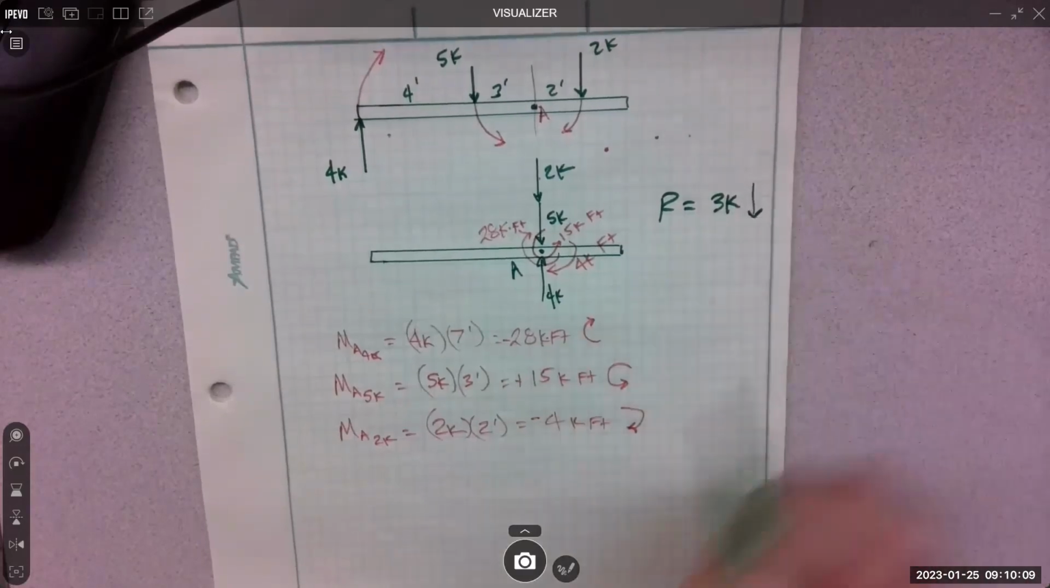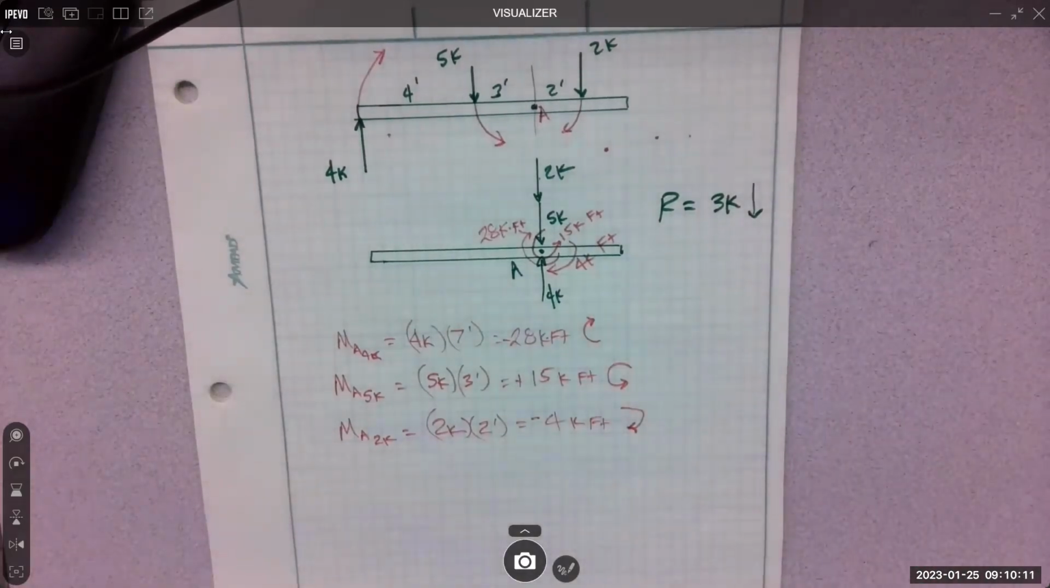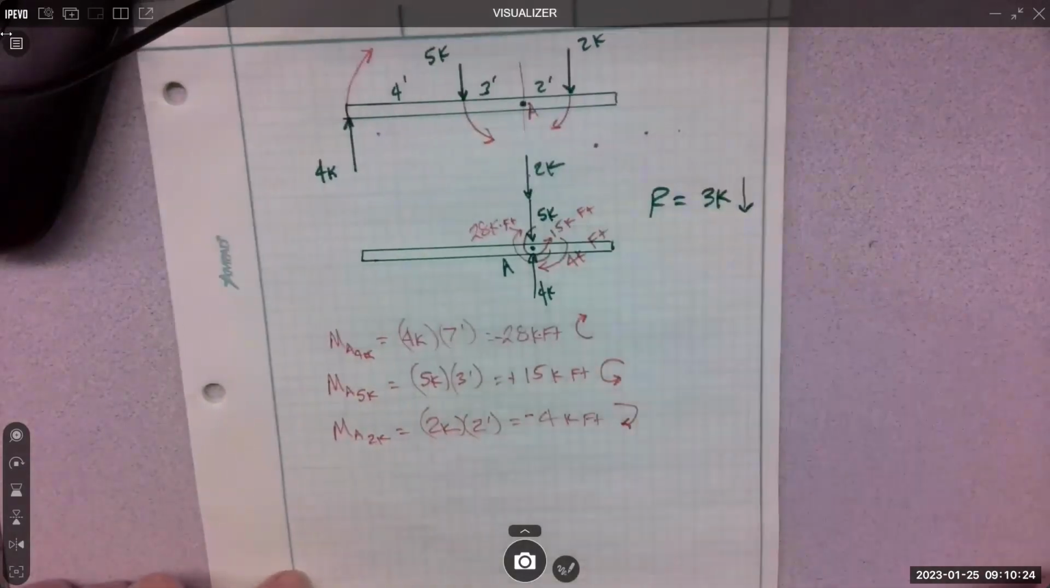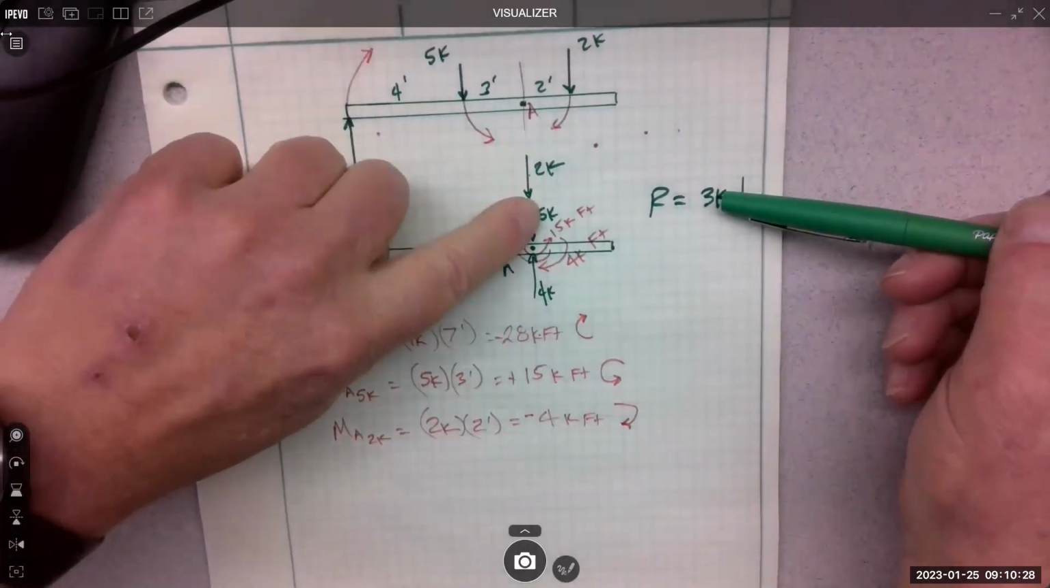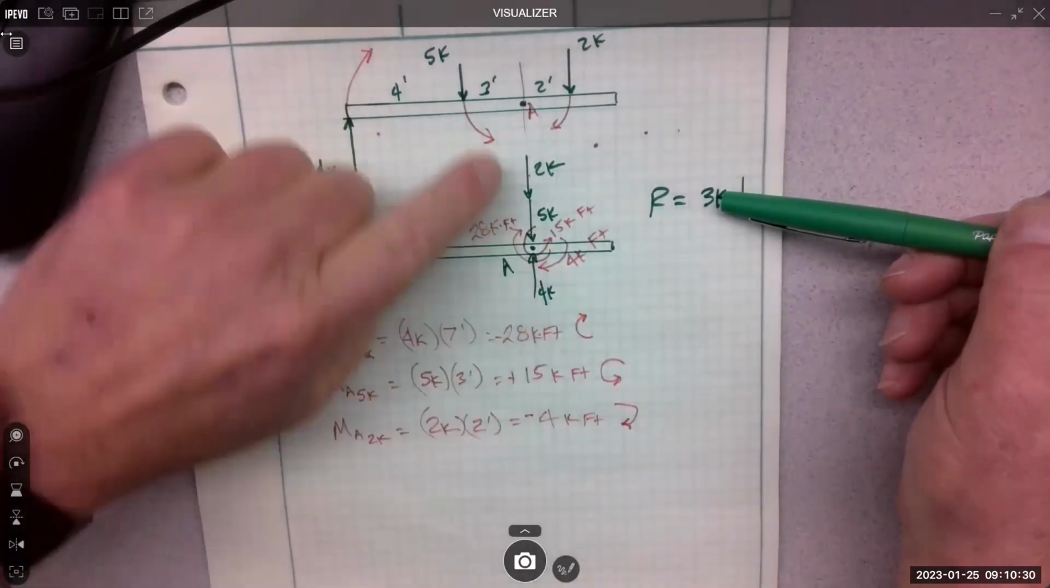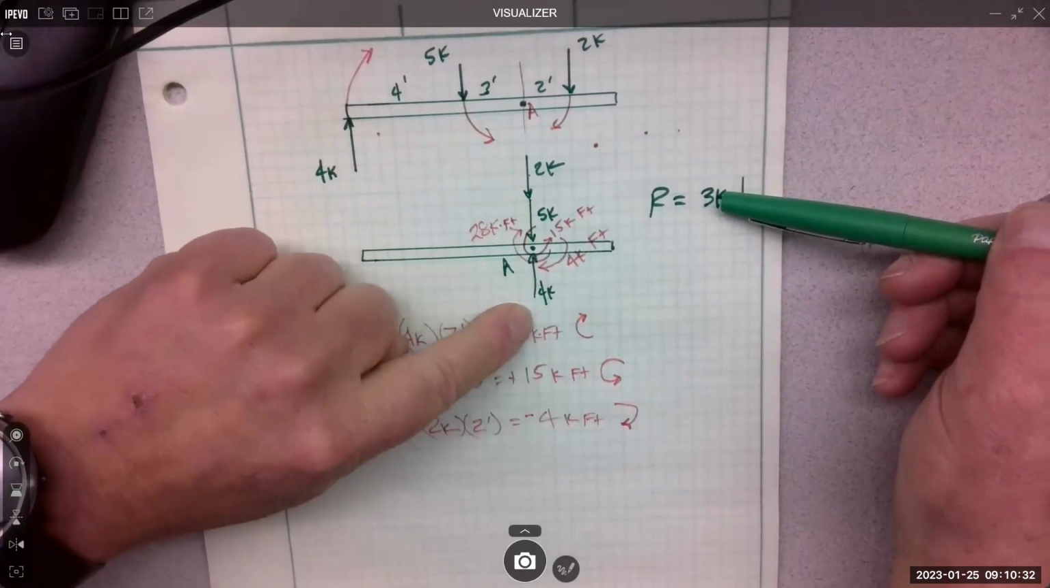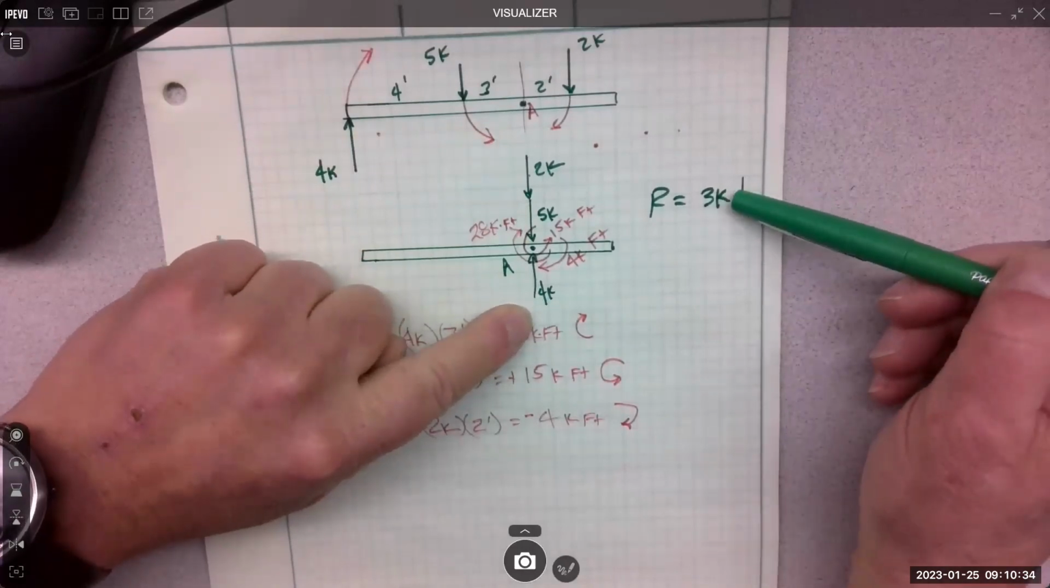3K down. That's the magnitude of the resultant. That resultant is not at point A. It's somewhere out on the beam. So what's the resultant of the moment? From the magnitudes of the forces: 7 down, 4 up, left over 3K down.